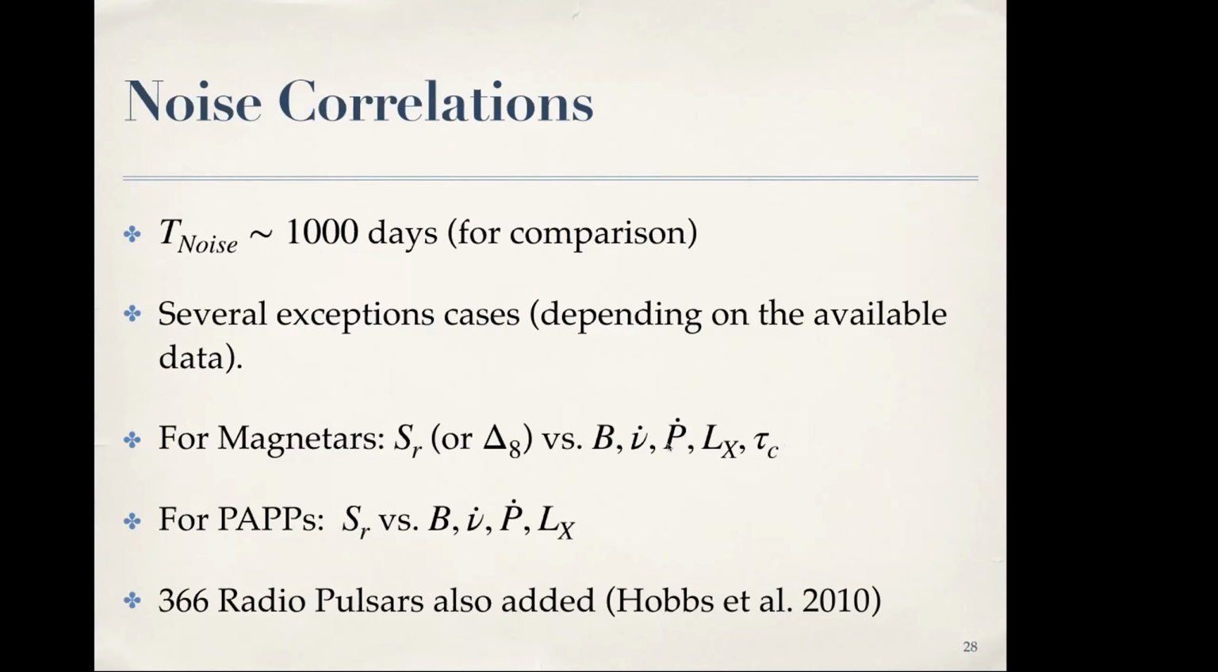To build a more comprehensive picture of the noise behavior at a broader range of pulsars, a sample of radio pulsars is also added to the correlation studies. To enable such a comparison between the timing noise behavior of our target sources and radio pulsars, we converted the reported RMS values of 366 pulsars found in Hobbs et al. 2010 to the noise strength values using the corresponding normalization factors.